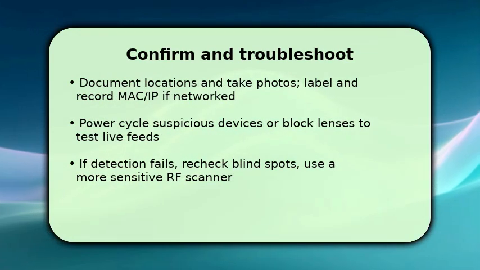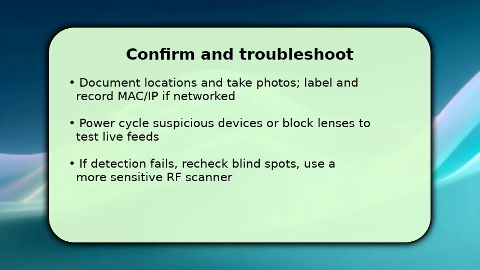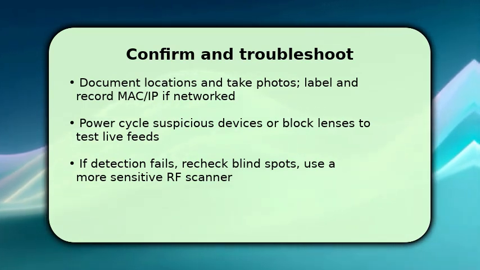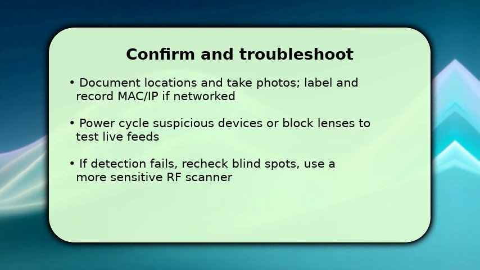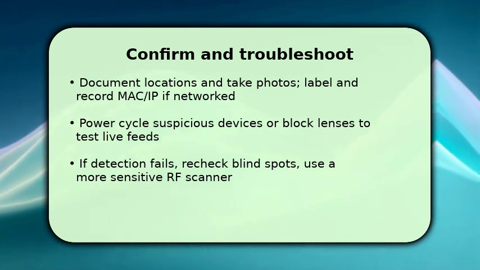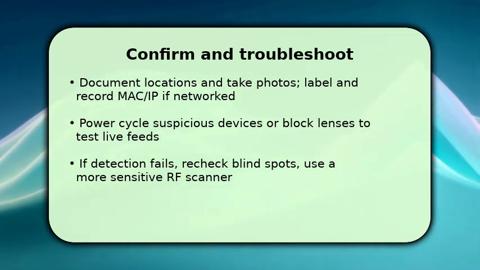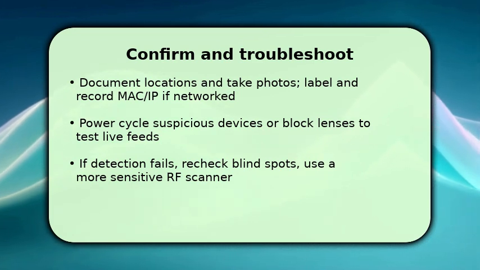To finish, confirm and document what you found. Photograph each suspect device and note MAC or IP addresses when possible, because that evidence matters. Then test. Gently cover a lens or interrupt power to see if a feed stops. This verifies an active camera.